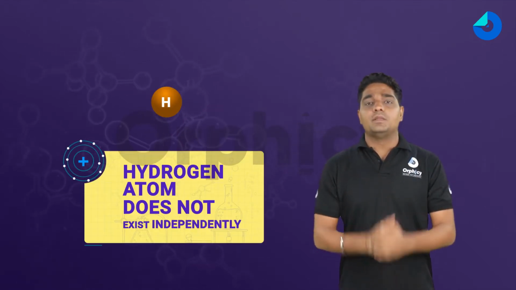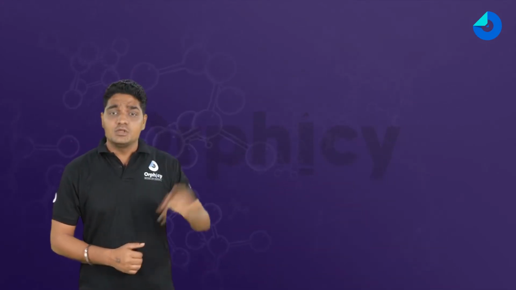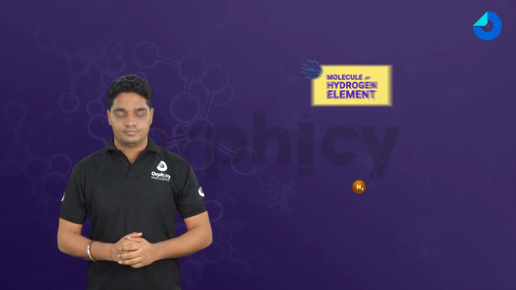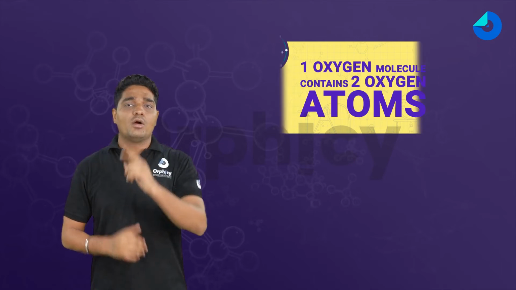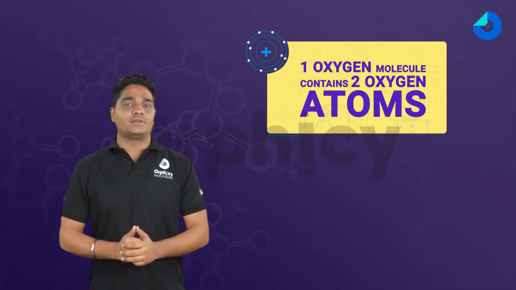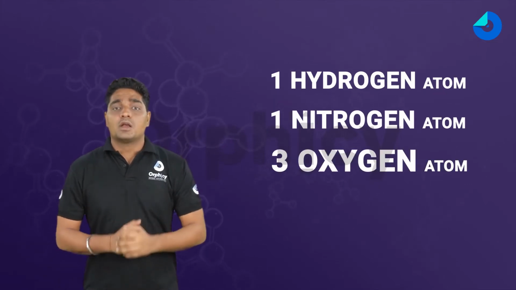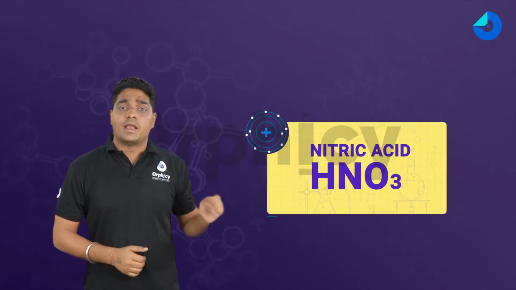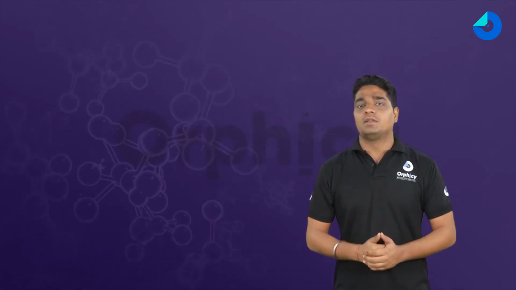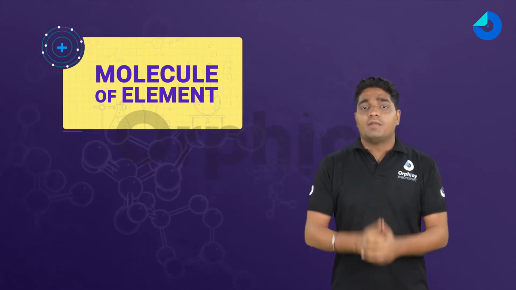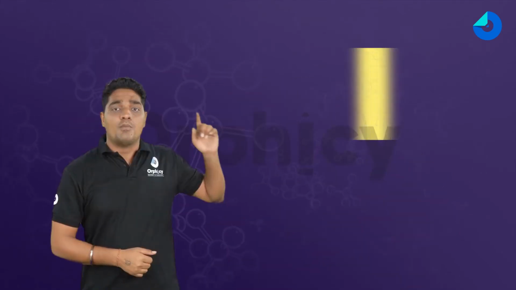For example, if we talk about hydrogen, its atoms do not exist independently. It combines with other hydrogen atoms and forms a hydrogen molecule. And that is why this is called a molecule of the hydrogen element. Even oxygen atoms combine with other oxygen atoms to form an oxygen molecule, and one oxygen molecule always contains two oxygen atoms. Well, suppose one hydrogen atom, one nitrogen atom and three oxygen atoms combine together, they form a molecule called nitric acid, that is HNO3. So this is clear that when atoms of the same element combine together, they form a molecule of an element, and when atoms of different elements combine together, they form a molecule of a compound.